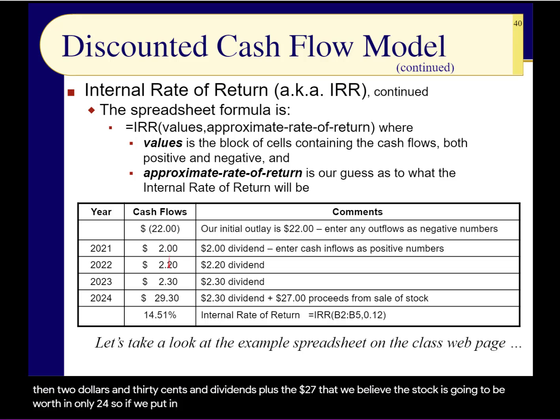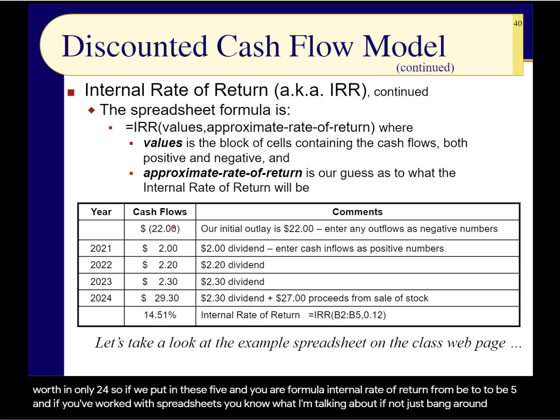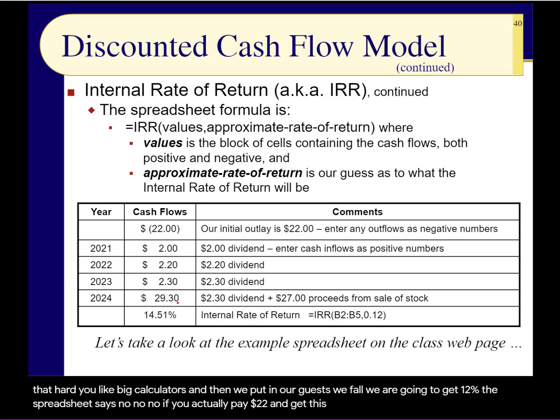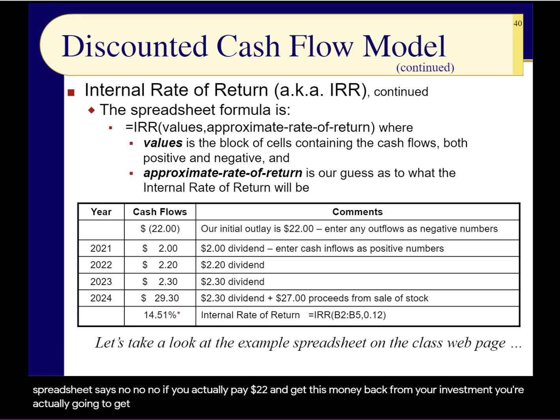So if we put in these 5 values and do our formula, internal rate of return from B2 to B5, and if you've worked with spreadsheets, you know what I'm talking about. If not, you just bang around. They're not that hard. They're like big calculators. And then we put in our guess. We thought we were going to get 12%. The spreadsheet says, no. If you actually pay $22 and get this money back from your investment, you're actually going to get 14.5%, 14.51. And now in the face-to-face class, we would then run to the spreadsheet for Pretzels Unlimited.